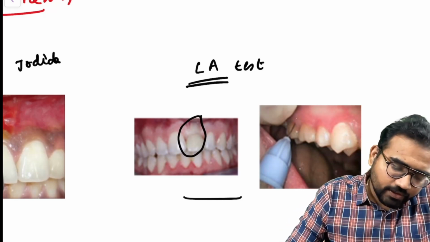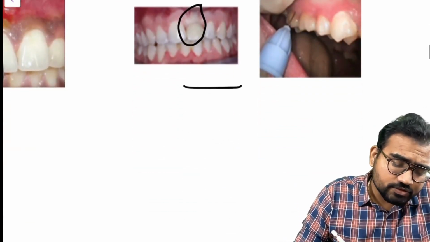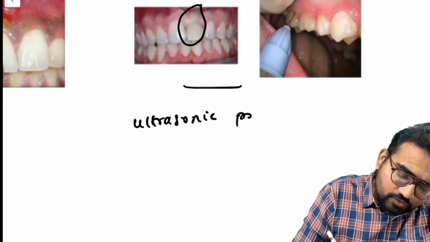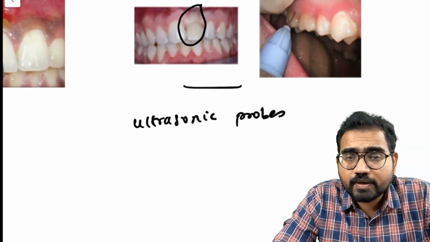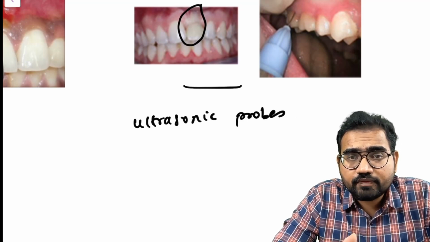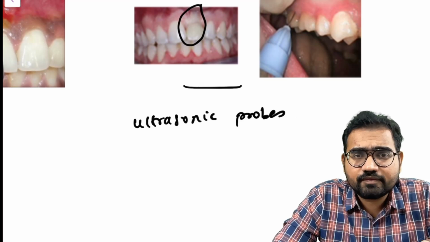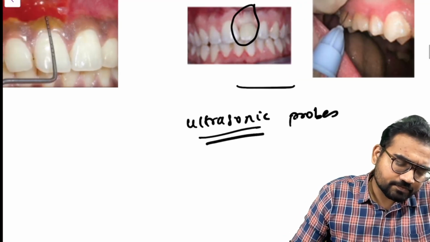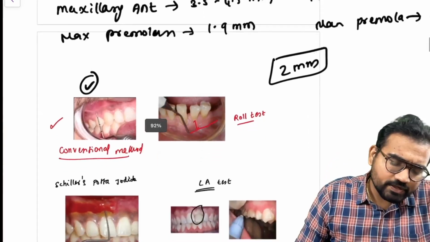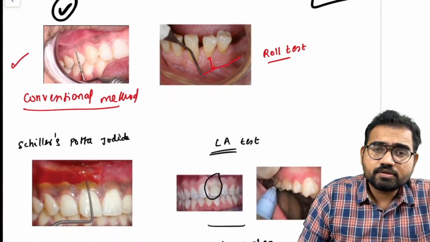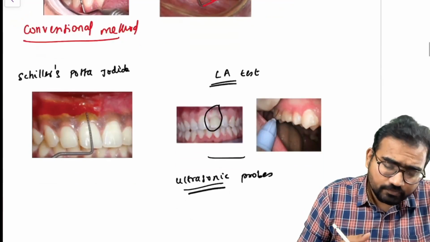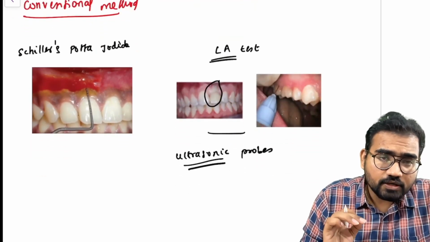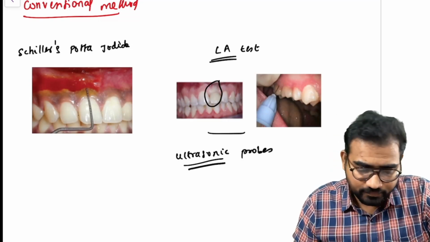Another latest finding is the use of ultrasonic probes. They use ultrasonic probes to enter into the sulcus. It measures the width of attached gingiva using the reflections from the bone. This is the latest finding, the use of ultrasonic probes. So these are the few ways where you can measure the width of attached gingiva: the conventional roll test or tension test, Schiller's potassium iodide taking up the stain, the local anesthetic test, and ultrasonic probes.